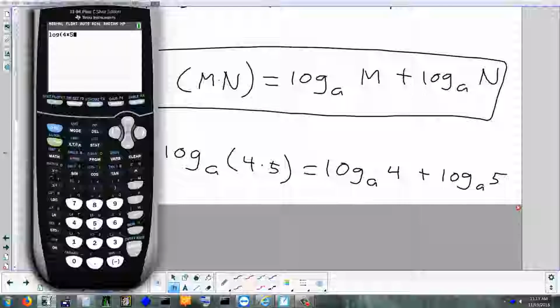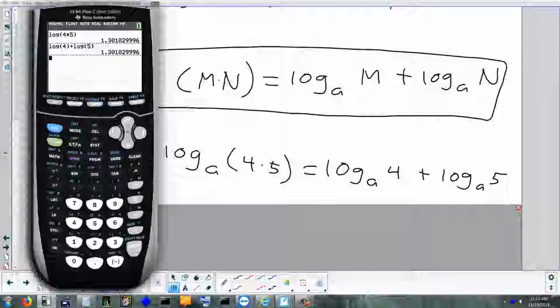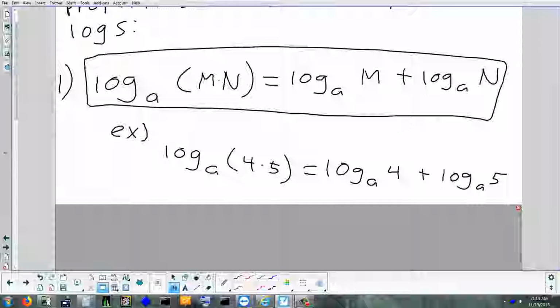So let's take the log of 4 times 5, which is just 20. Okay, you get that. And now let's take log 4 plus log 5. Get exactly the same thing. What are 2 other numbers you could multiply to get 20 besides 4 and 5? Yeah, so I could do 2 and 10. Log 2 plus log 10. Any 2 numbers that multiply to give me 20 will work. You could do 40 and a half. That's fine too. Any questions on that idea? So a product splits as a sum.